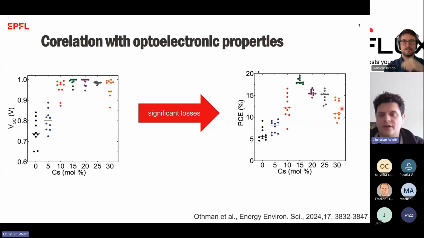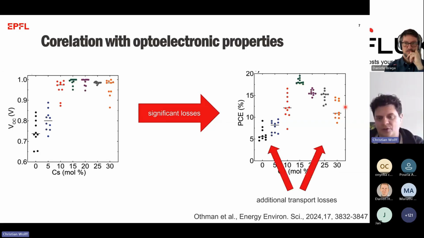Upon further analysis, we saw that this intercalation of these cesium delta phases also created barriers for charge extraction. So in addition to voltage losses, we also had additional transport losses happening. It's really important to hit the sweet spot in terms of composition to maximize performance. I think a lot of groups have done this empirically without really looking at the nanostructure, but I think it's important to make this link.